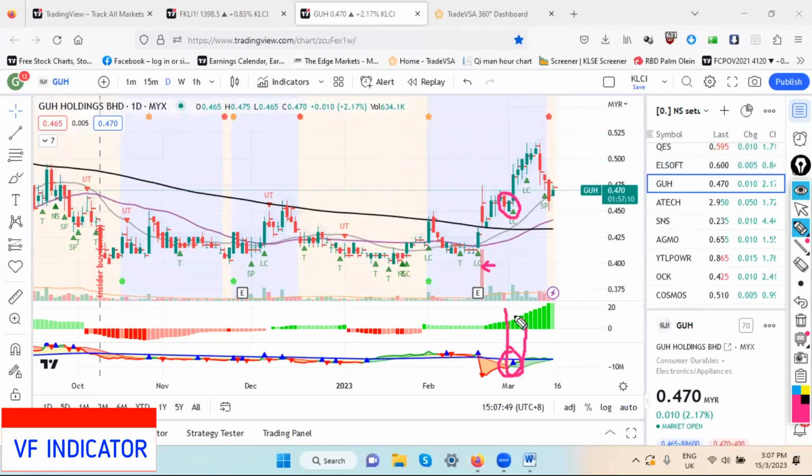As long as you have a green color and a blue triangle, that means the pullback has started and the pullback is complete. Because the last time, when we were using pattern one, it was very hard to see. So in the coming class, I will show you all the patterns when you are using VF1 and VF2. You can catch the pullback very easily, as long as the market is going up.